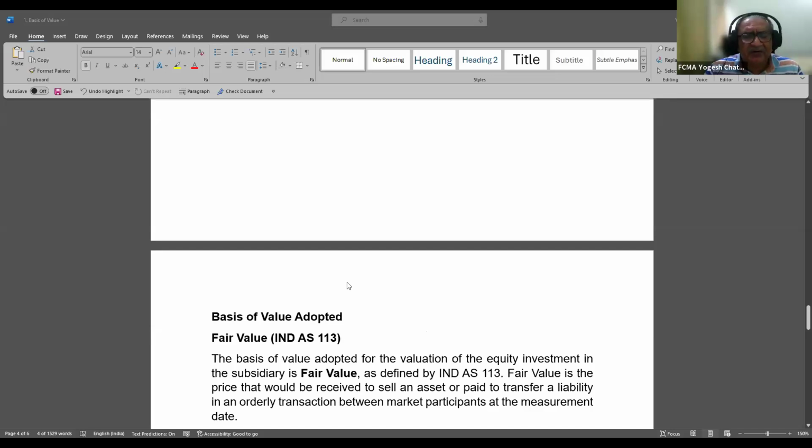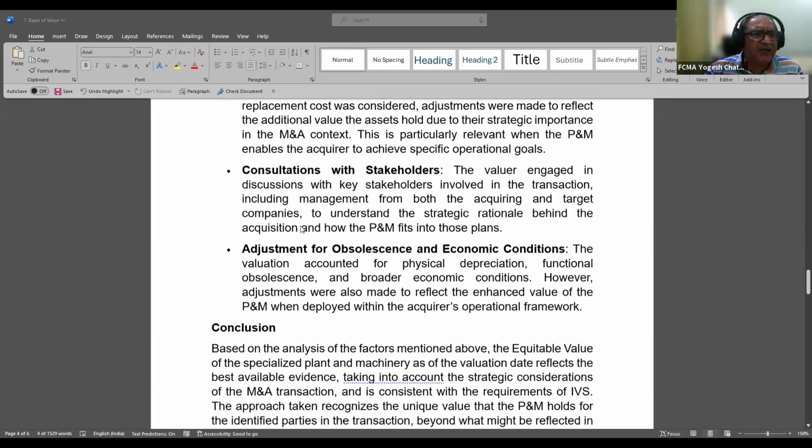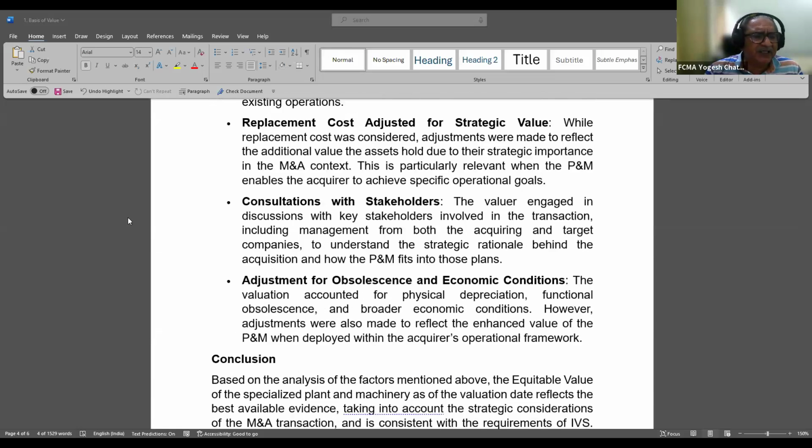So prior to going into the break, we covered plant and machinery, equitable value, mergers and acquisition transaction. Now, many times questions have been asked. Am I audible? May I request one of you to please confirm that I am audible? Yeah, okay. So many times questions have been asked in the past about where we can get the valuation report for our guidance.